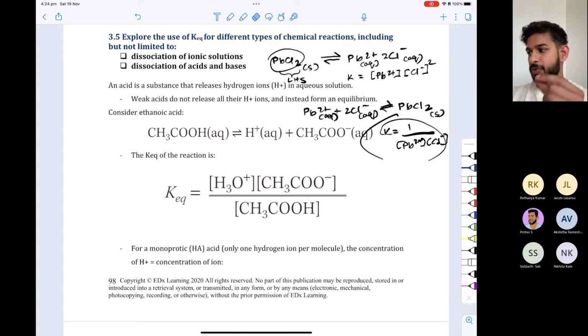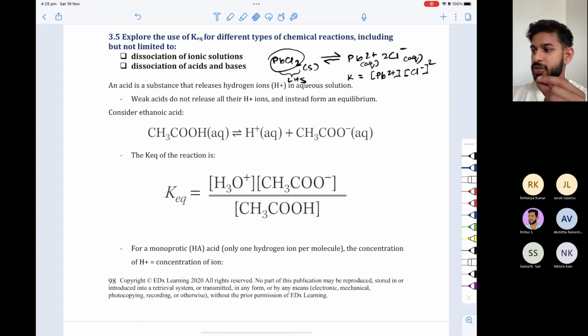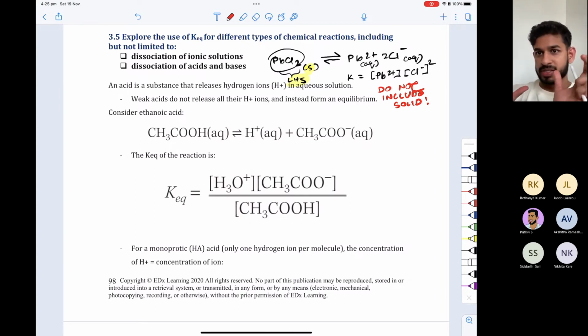So the first point of principle that I'm getting across here is when it comes to ionic solutions, you always put the solid on the left-hand side. And when you write your K constant equation, you do not include the solid. Very, very important. Okay, those are the two caveats so far until we get to the next inquiry question, which is about KSP. Okay, good. That's all you need to know about ionic substances for now.